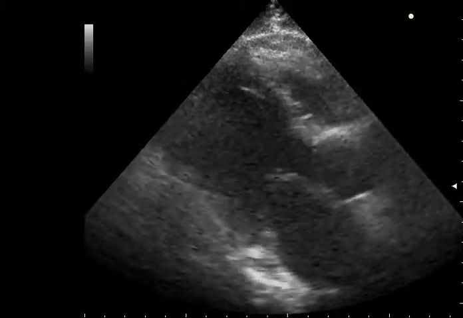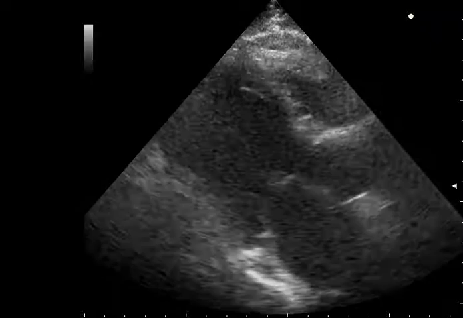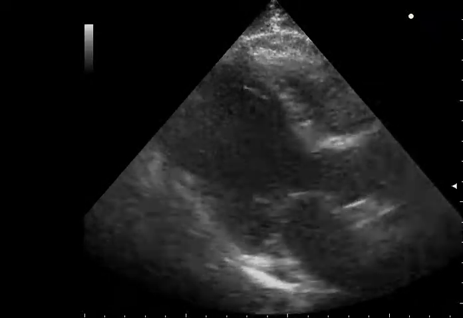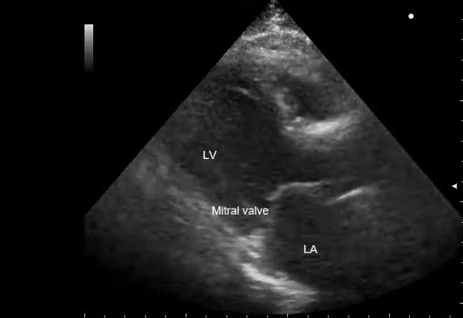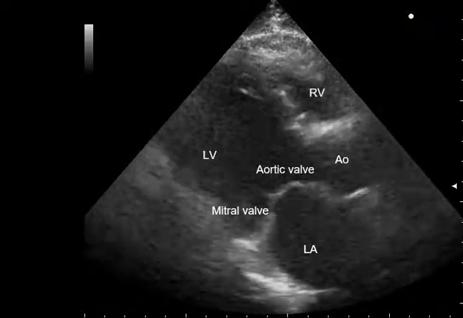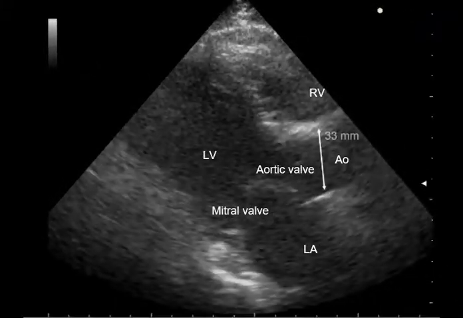We perform echocardiography in the patient with acute anteroseptal myocardial infarction. The left ventricle, mitral valve, left atrium, aorta, aortic valve, right ventricle are visualized. Let's measure the diameter of the aortic bulb. It equals 33 mm.